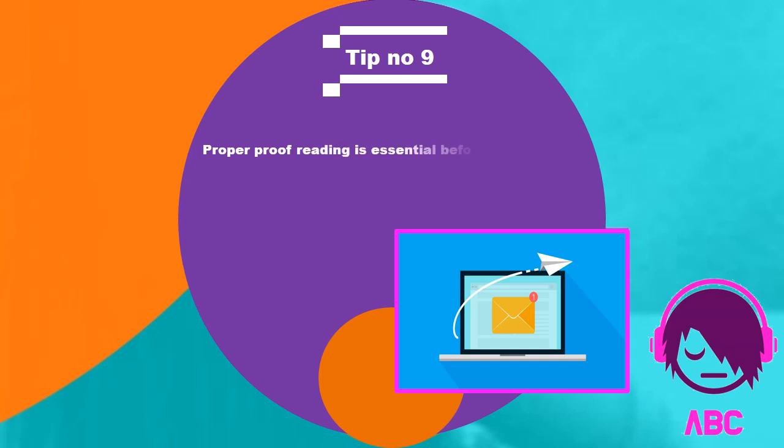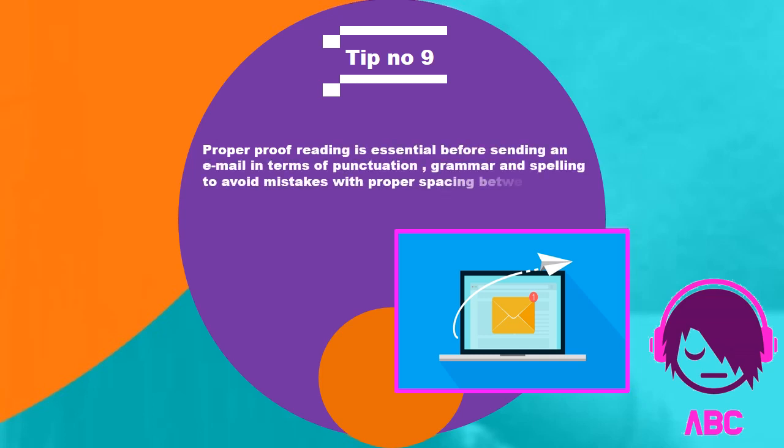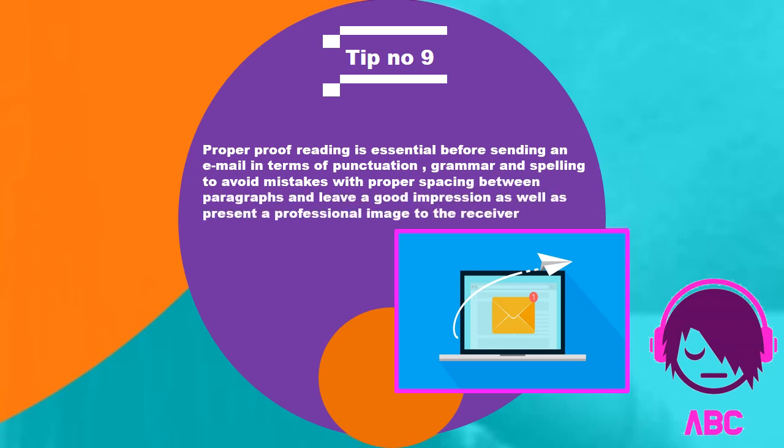Tip number 9. Proper proofreading is essential before sending an email in terms of punctuation, grammar, and spelling to avoid mistakes, with proper spacing between paragraphs, and leave a good impression, as well as present a professional image to the receiver.